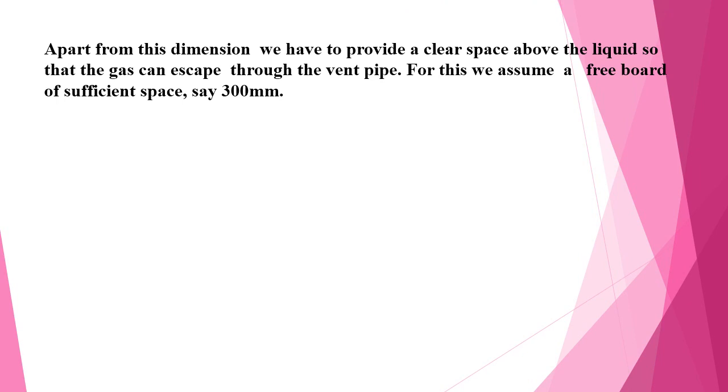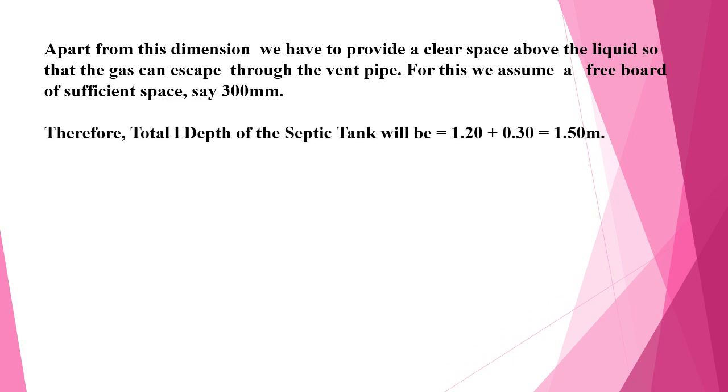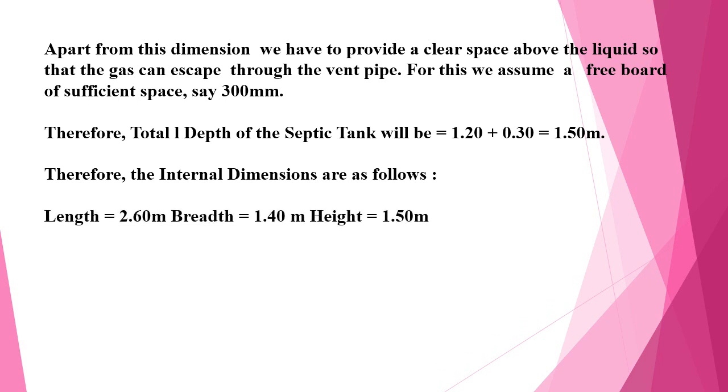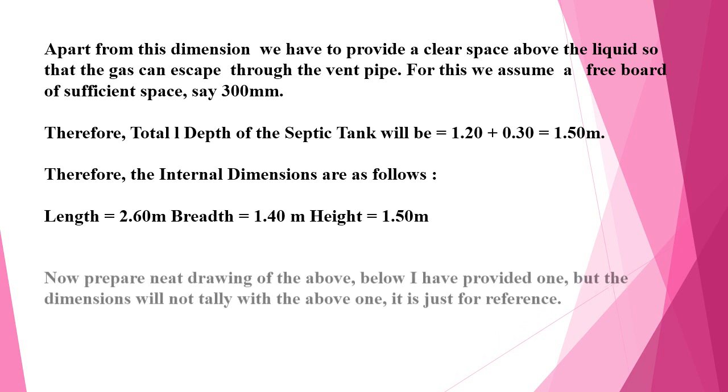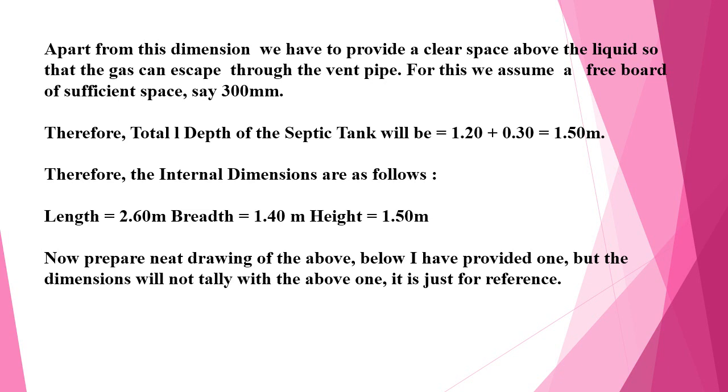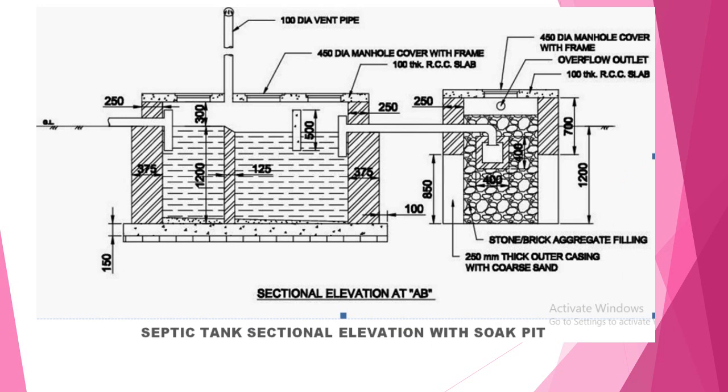Now we have to consider a freeboard wherein the vent can be inserted to emit the gases, for which we have to add an additional depth of 300 mm. So the depth becomes 1.2 plus 0.3, which is 1.5 meter. Therefore, the internal dimensions shall be as follows. Length is equal to 2.6 meter, breadth is equal to 1.4 meter, height is equal to 1.5 meter. Now prepare a neat drawing based on these dimensions. For your reference, I am enclosing some sketches which will enable you to create a drawing.